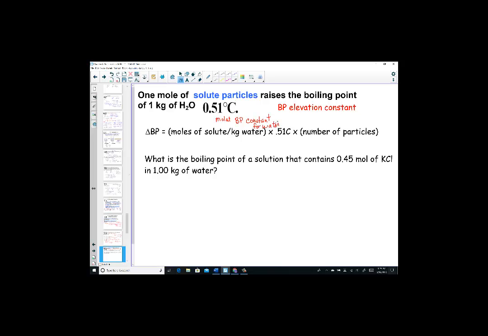Just so you can hear what that constant means, the change in the boiling point, and we can write this together, is going to be equal to the moles of solute per kilogram of water times our molal constant times the number of particles.